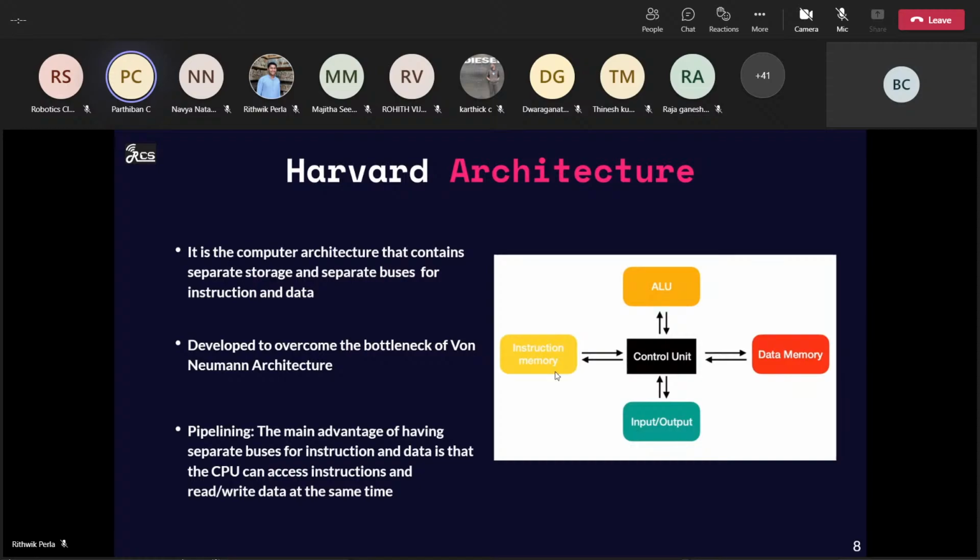Next slide, please. When you see the previous image and this image, you will get to know the difference between von Neumann architecture and Harvard architecture. Here, this computer architecture contains two different buses as well as two different storage units for storing the instructions as well as the data. But in von Neumann architecture, both are stored in one storage unit. That is the major difference. So the instructions can be executed in parallel along with the data. As there are two different storages, we can execute in parallel using the concept called pipelining.